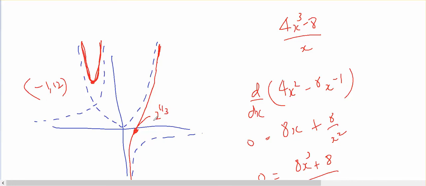And that there is 0, and I have asymptotes at x equals 0 and y equals 4x squared. And that's the graph drawn.